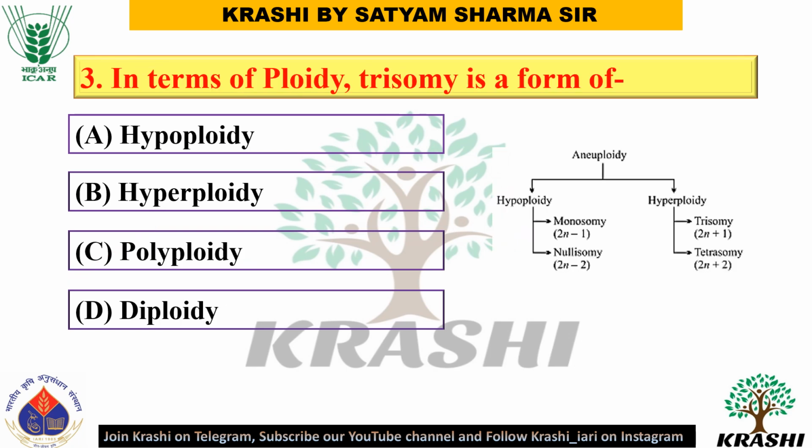Question number 3. In terms of ploidy, trisomy is a form of. It is a form of hyperploidy, that is 2n plus 1. What happens is the chromosome number is greater than the normal diploid, for example Down syndrome, which follows trisomy. In case of hypoploid, here the chromosome is less than the normal one, for example Turner syndrome.